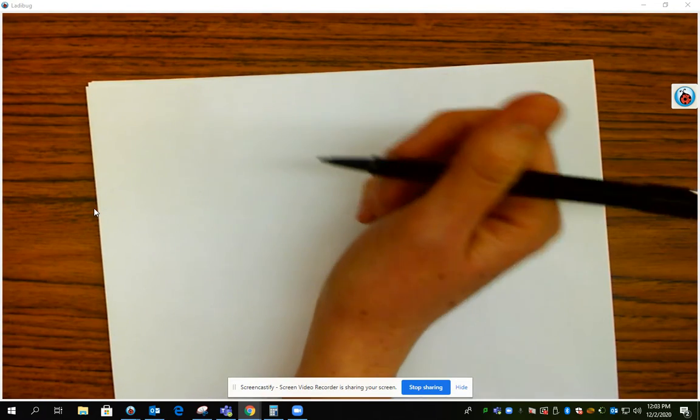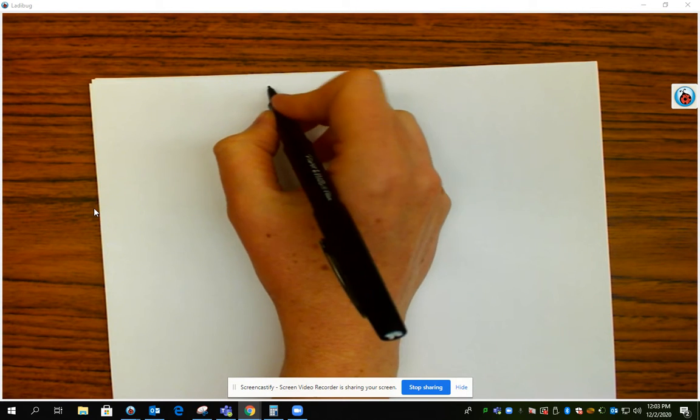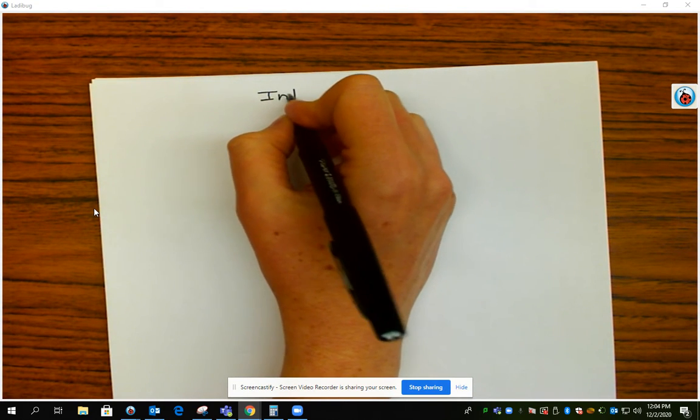Hi guys, today we're going to be starting a new unit on ratios and proportions, and today we're going to do our intro to ratios.